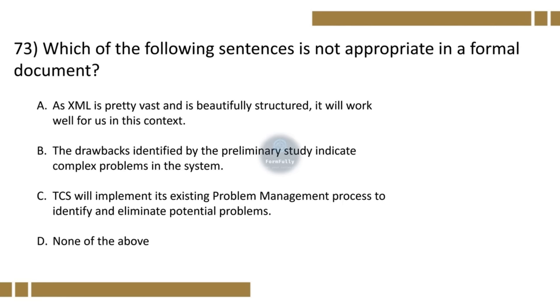Question 73. Which of the following sentences is not appropriate in a formal document? Option A. As XML is pretty vast and is beautifully structured, it will work well for us in this context. Option B. The drawbacks identified by the preliminary study indicate complex problems in the system. Option C. TCS will implement its existing problem management process to identify and eliminate potential problems. Option D. None of the above. And the correct option is A.